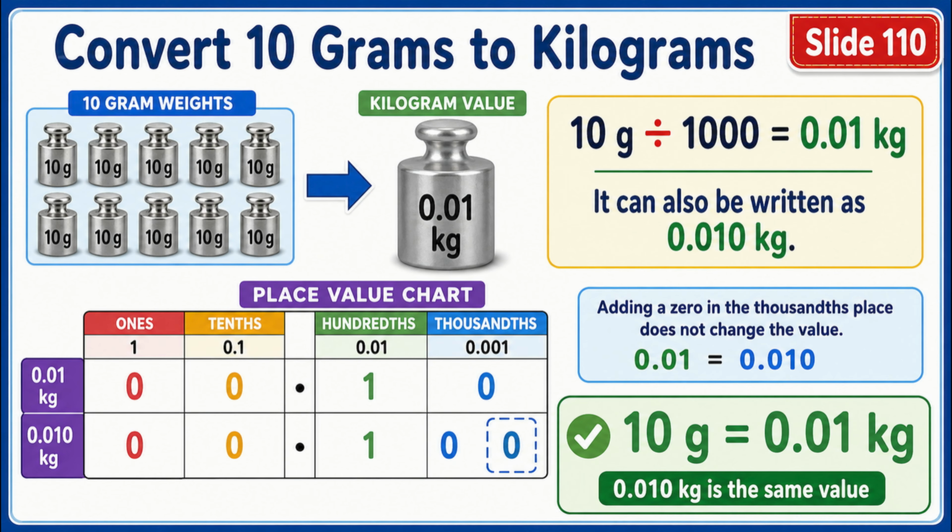Convert 10 grams to kilograms. To convert grams into kilograms, divide by 1,000. 10 grams means 10 over 1,000 kilograms. 10 over 1,000 is equal to 1 over 100. 1 over 100 is 0.01. So 10 grams equals 0.01 kilogram. It may also be written as 0.010 kilogram.